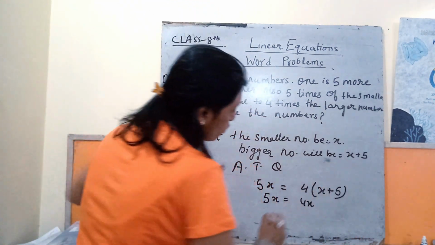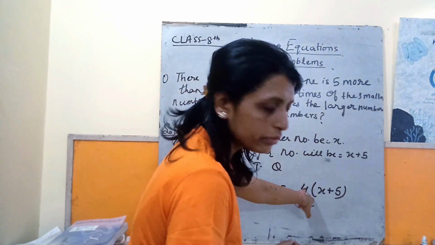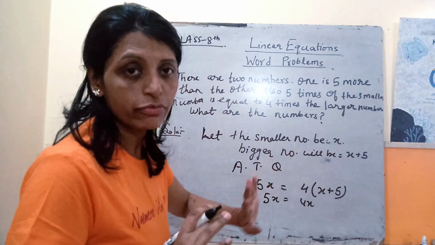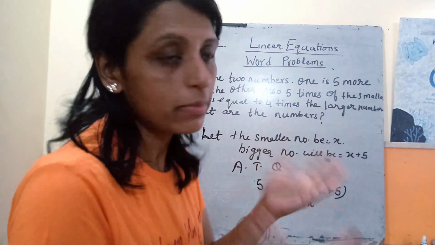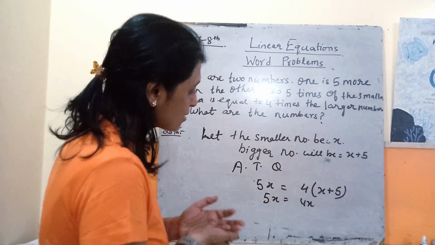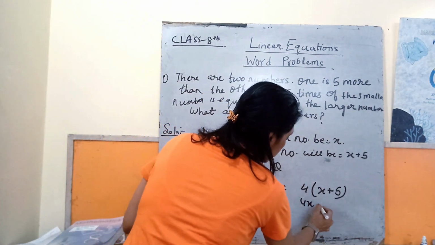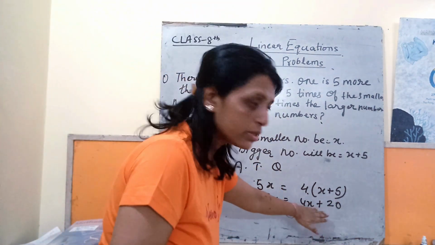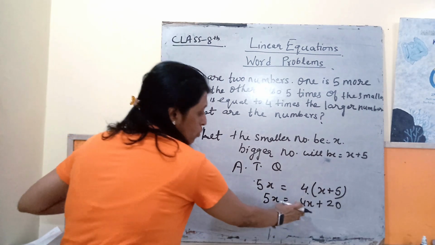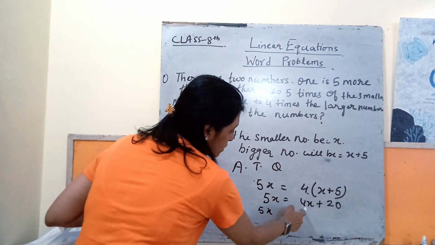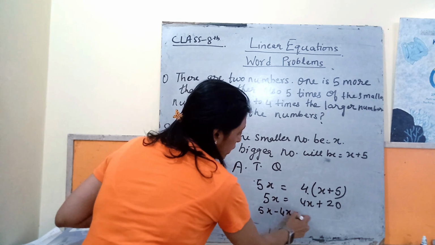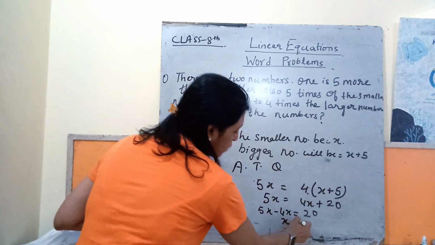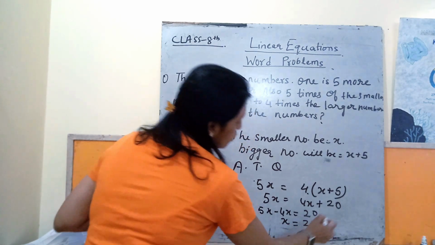Generally I've seen that when there is multiplication, kids multiply only the first term. They leave the second term, and that is why they get their answers wrong. So 4 into x is 4x plus 4 fives are 20. Now the like terms we are going to bring to one side. So 4x will come here, it is in plus, so it will become minus 4x is equal to 20. So 5x minus 4x is equal to x, and x is equal to 20.